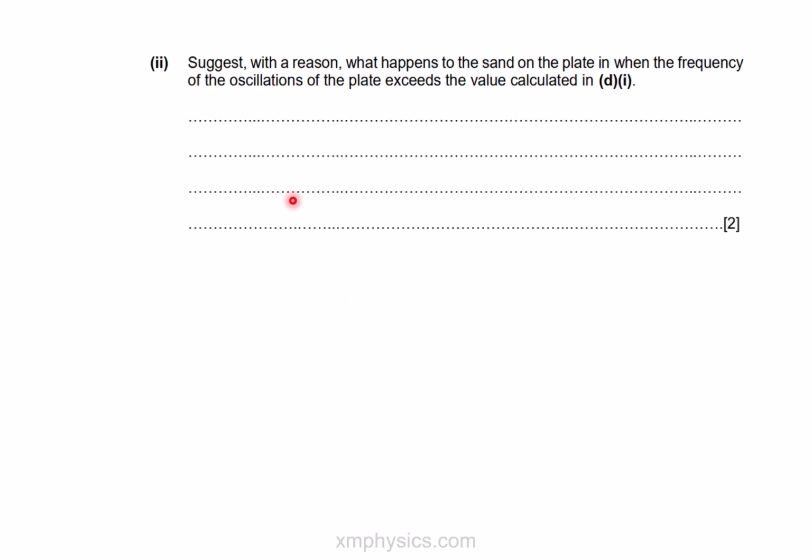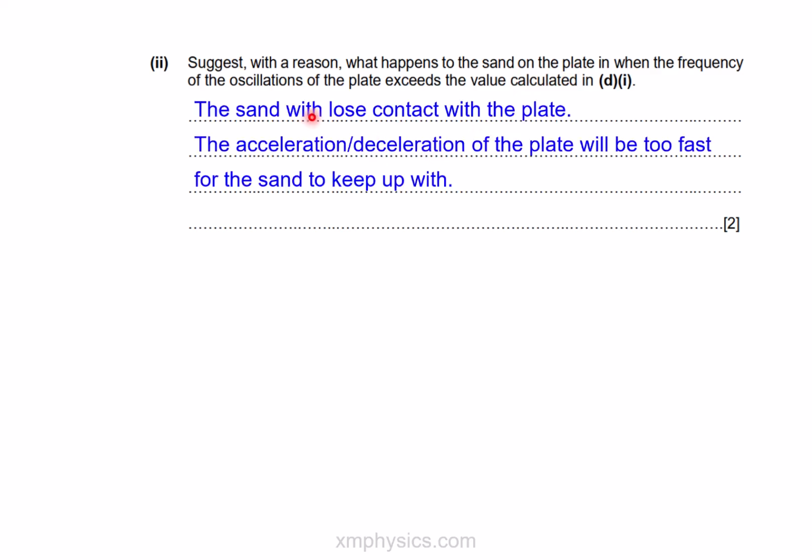Now, let's move on to the last part of the question. Suggest, with a reason, what happens to the sand on the plate when the frequency of the oscillations exceeds the value we calculated earlier. I think exam smart students will guess that this has something to do with the sand losing contact with the plate. And sure enough, yep, if you exceed that frequency, the sand is going to lose contact with the plate.